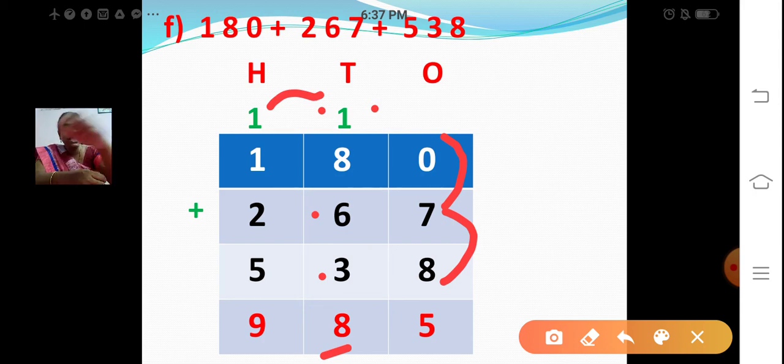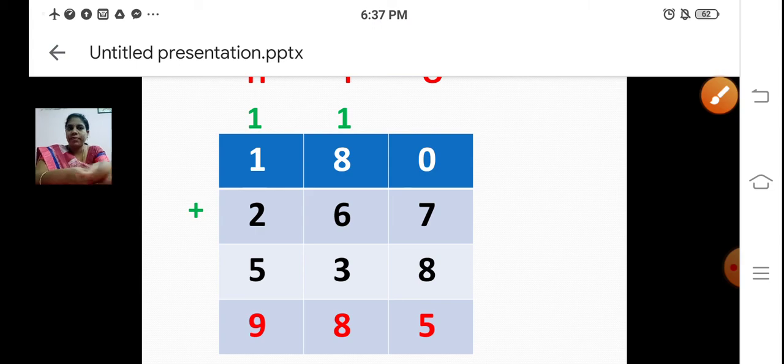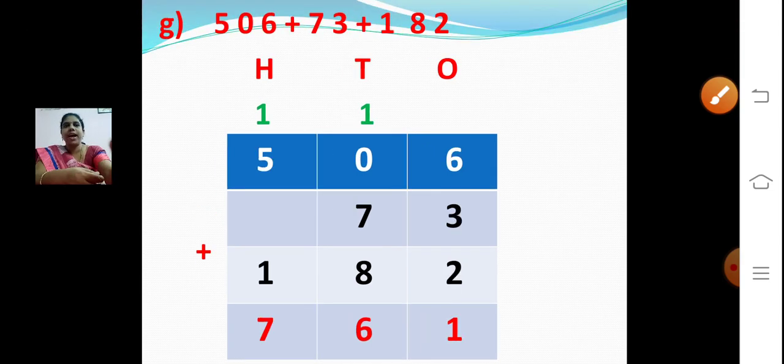Let's add the hundreds place now. 1 plus 1, 2. 2 plus 2, 4. 4 plus 5, 9. So the answer is 985. And one more sum, 506 plus 73 and 182.